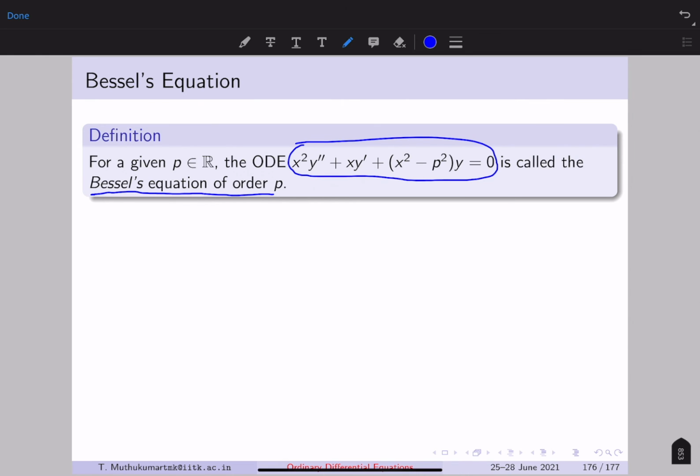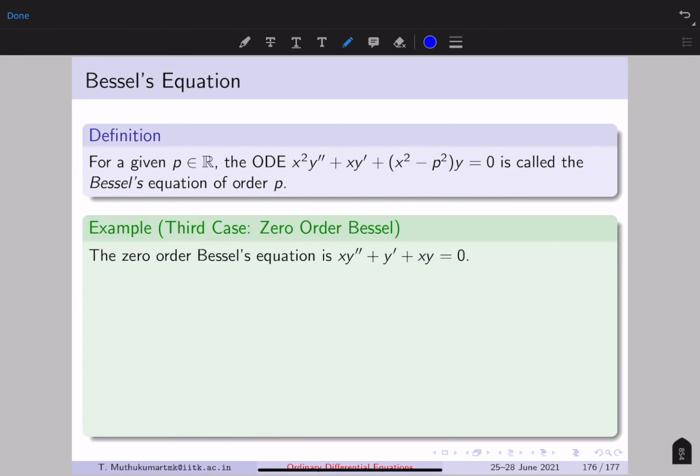Okay, so it's x squared y double prime plus x y prime plus (x squared minus p squared) y equals 0. So this p is fixed, which is a real number. P is given. So whatever the p is here, that is the order of the Bessel's equation. So this is called a Bessel's equation of order p.